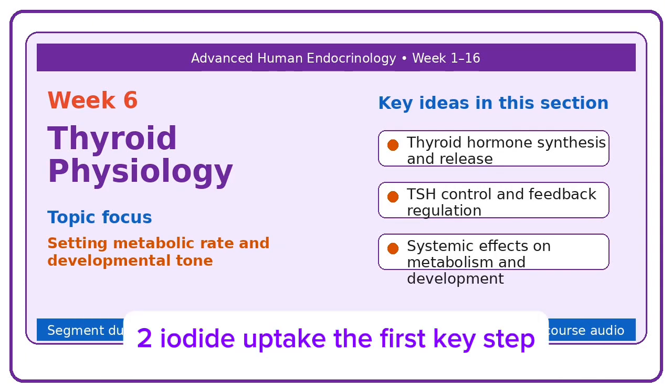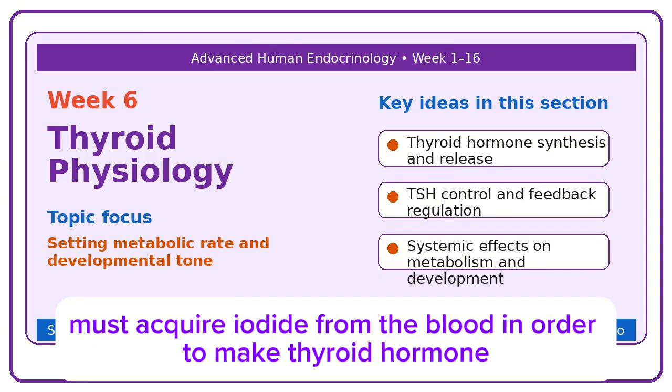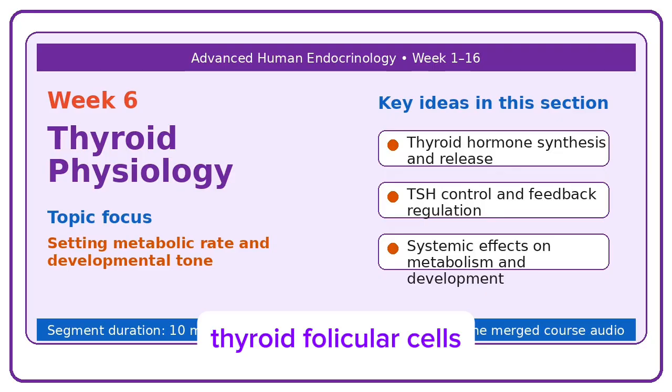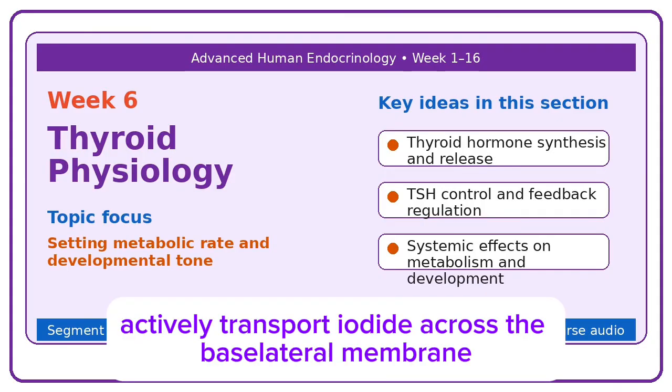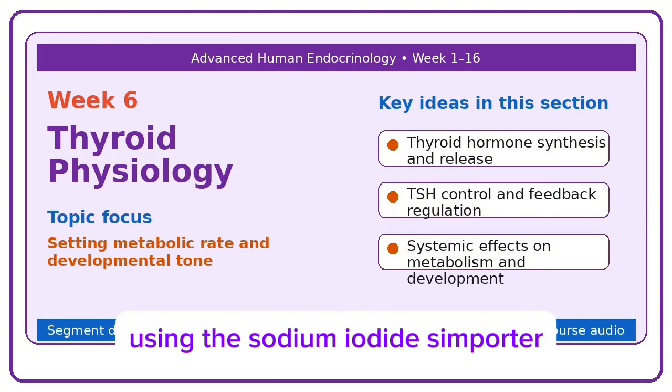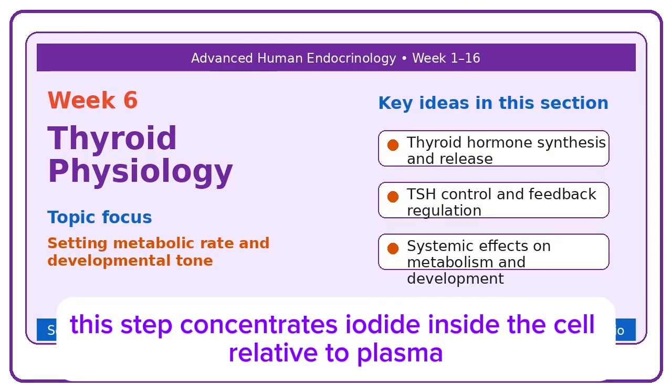2. Iodide uptake, the first key step. The thyroid gland must acquire iodide from the blood in order to make thyroid hormone. Thyroid follicular cells actively transport iodide across the basolateral membrane using the sodium-iodide symporter. This step concentrates iodide inside the cell relative to plasma.